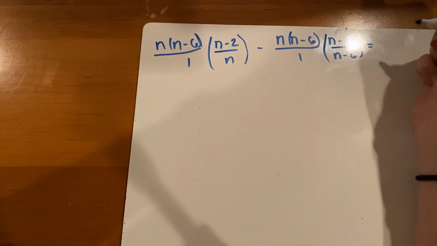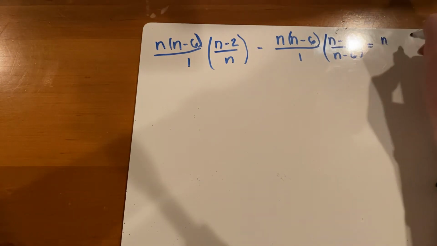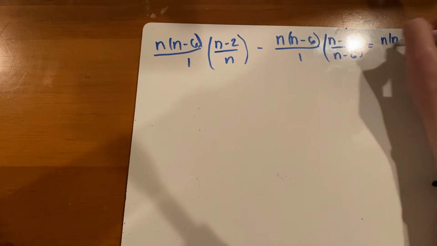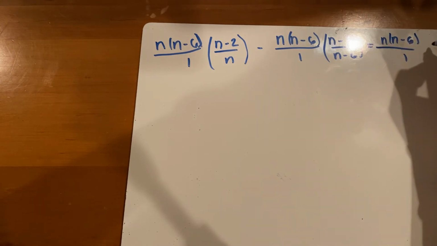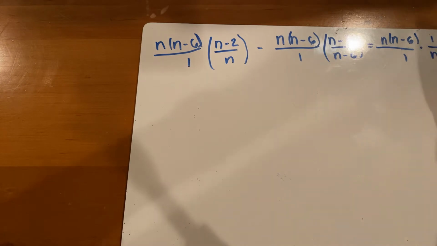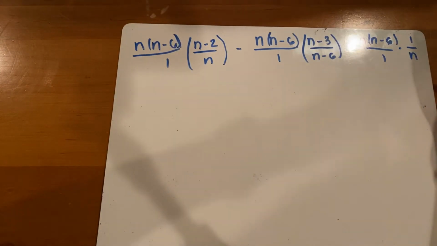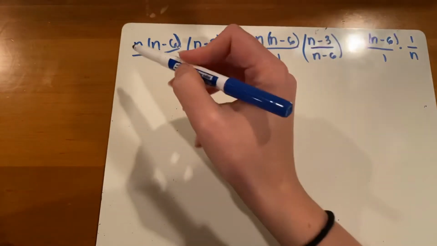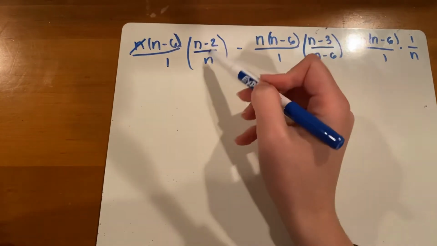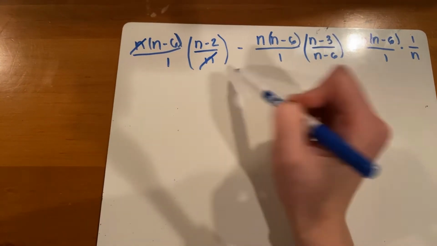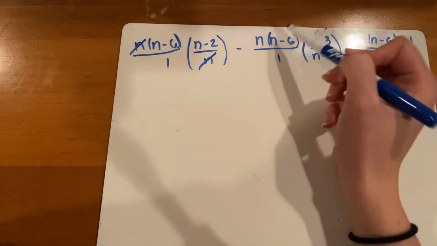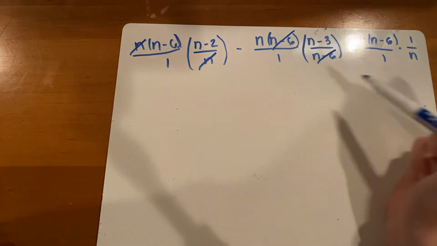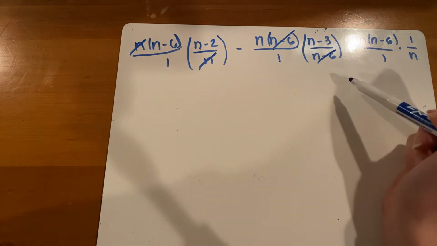That's now equal to n times n minus 6 over 1 times our last term that was on the other side of the equal sign. And now we're going to go back through and cancel out everything that overlaps. So starting over here, our n's cancel out. We don't have a denominator anymore. That's what we want. Here, n minus 6 cancels out, and we don't have a denominator anymore.